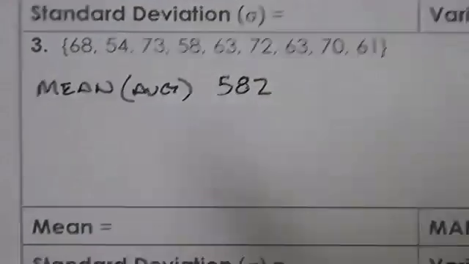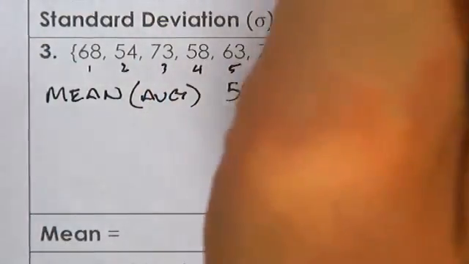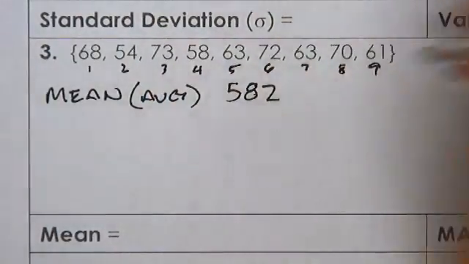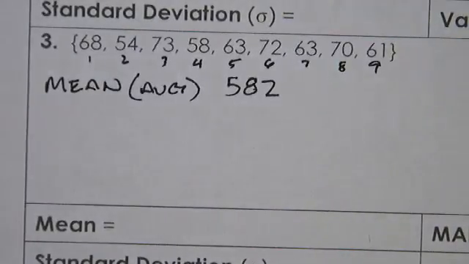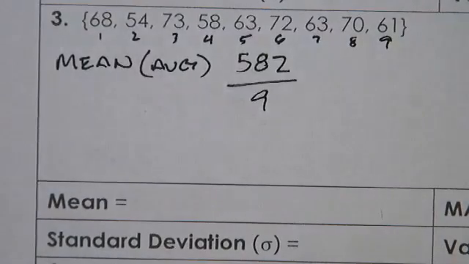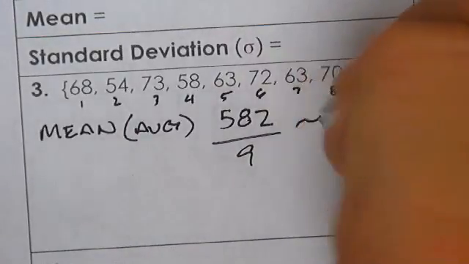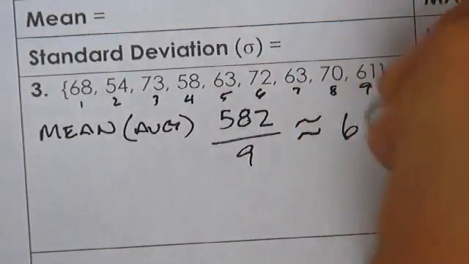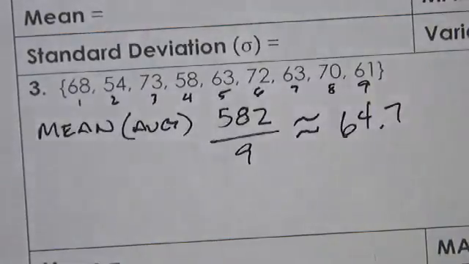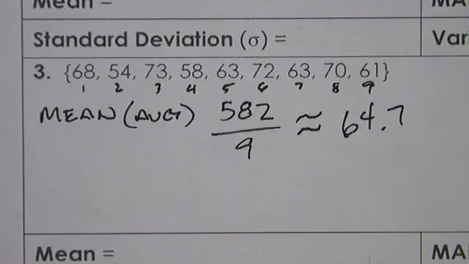I need to divide that by how many I have. So there's 1, 2, 3, 4, 5, 6, 7, 8, 9. So 9 data points, right? So 582 divided by 9. I've got 64.7. That's my average.